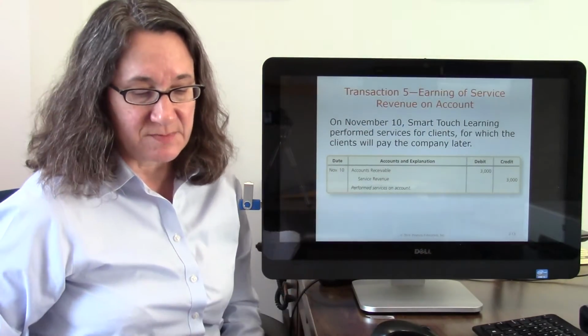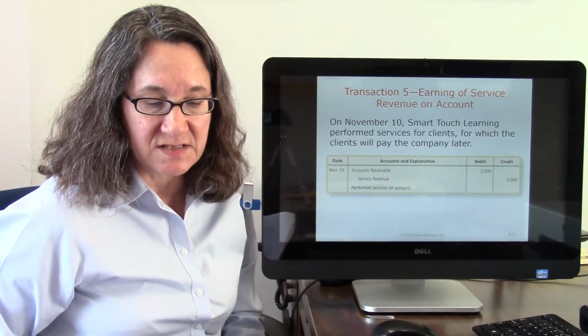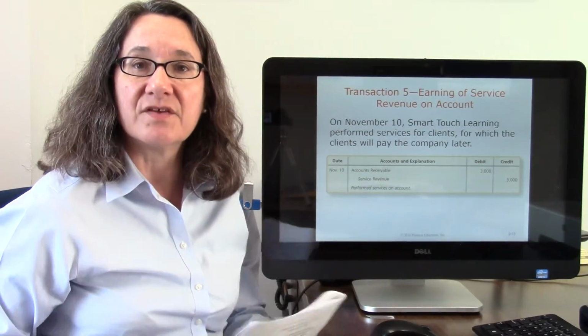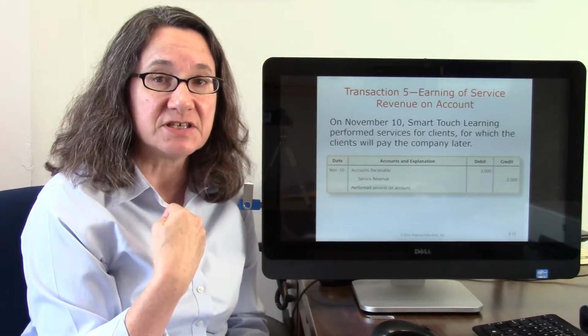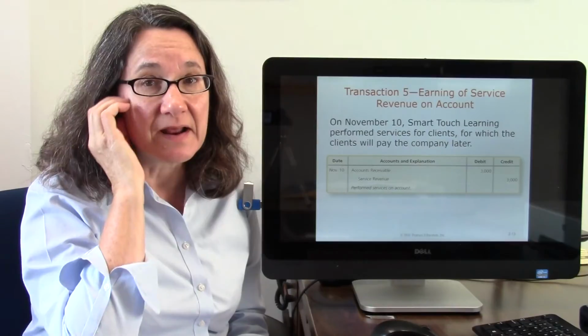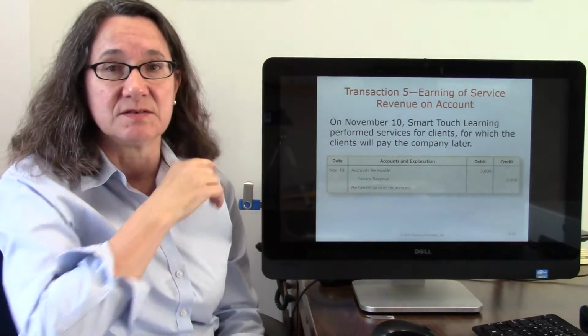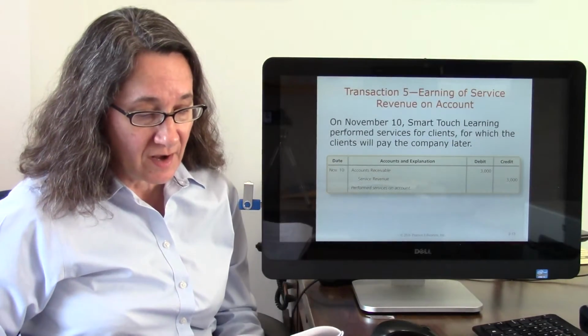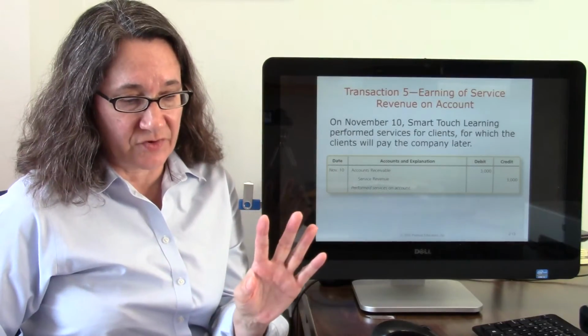Next, on November 10, Smart Touch Learning performed services for clients which they'll pay later. Okay, so in this case, we didn't get cash in. We're getting one of those accounts receivable. So somebody owes Smart Touch some money. All right, so what two accounts are involved?